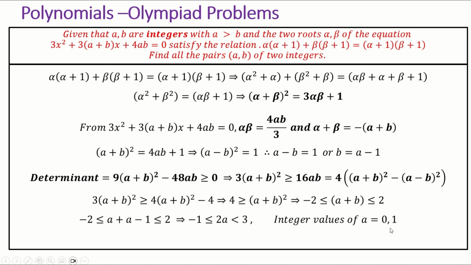Now for these a values, you find out the b values. So (a, b) is either (0, minus 1) or (1, 0). These are the two values. Just substitute these values into the equation and verify it. This is the most important thing.